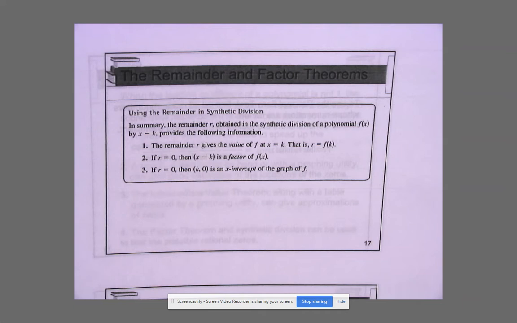But also, when you do division, whether it's long division or synthetic division, it's just going to be the y value of that point. But it's also going to be the remainder if you chose to do long division or synthetic division.